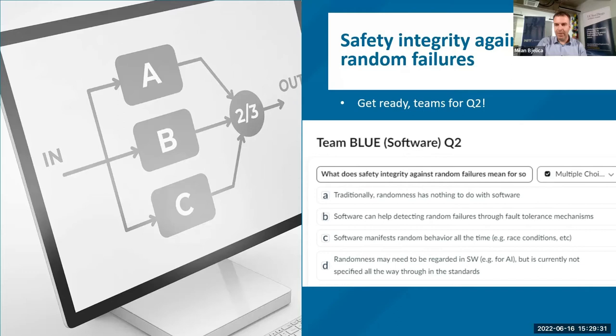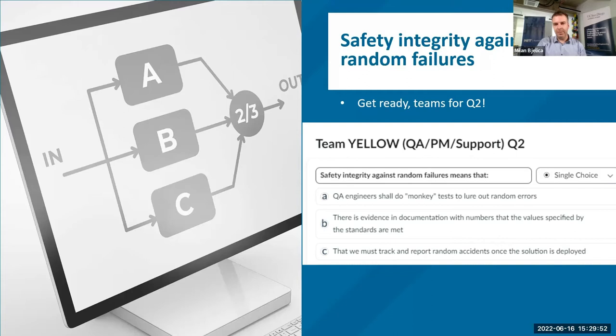Okay. We can, okay, still answers are coming in. Okay, we can end it here. Okay, and let's see the team yellow, question two about the safety integrity against random failures. Okay, let's end this poll in a second. Okay, ending it now. Let's see now what the teams red and green have answered.